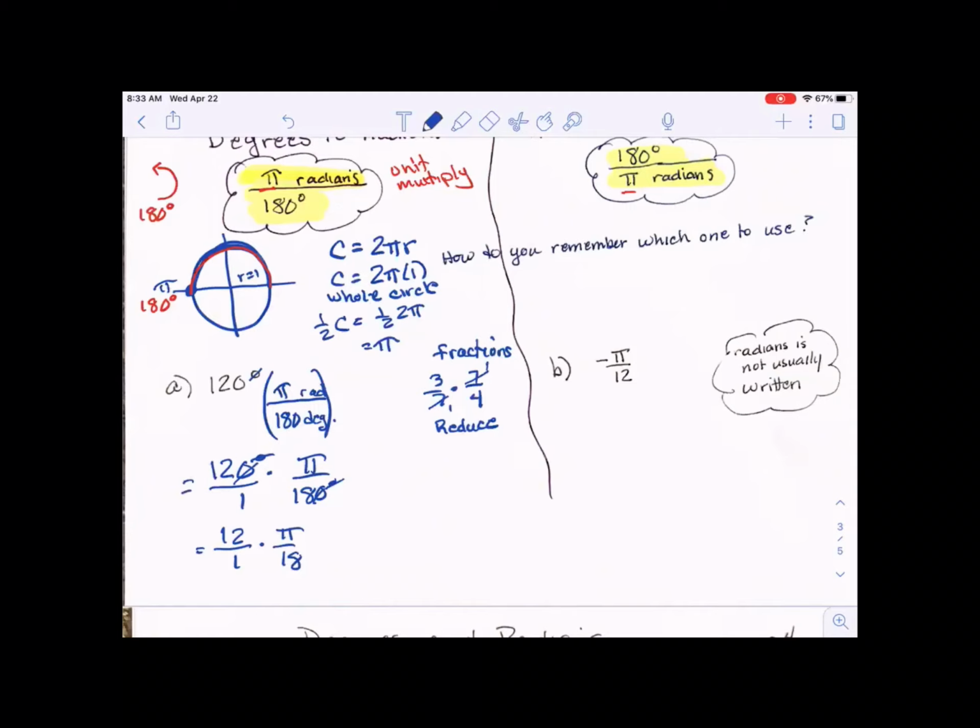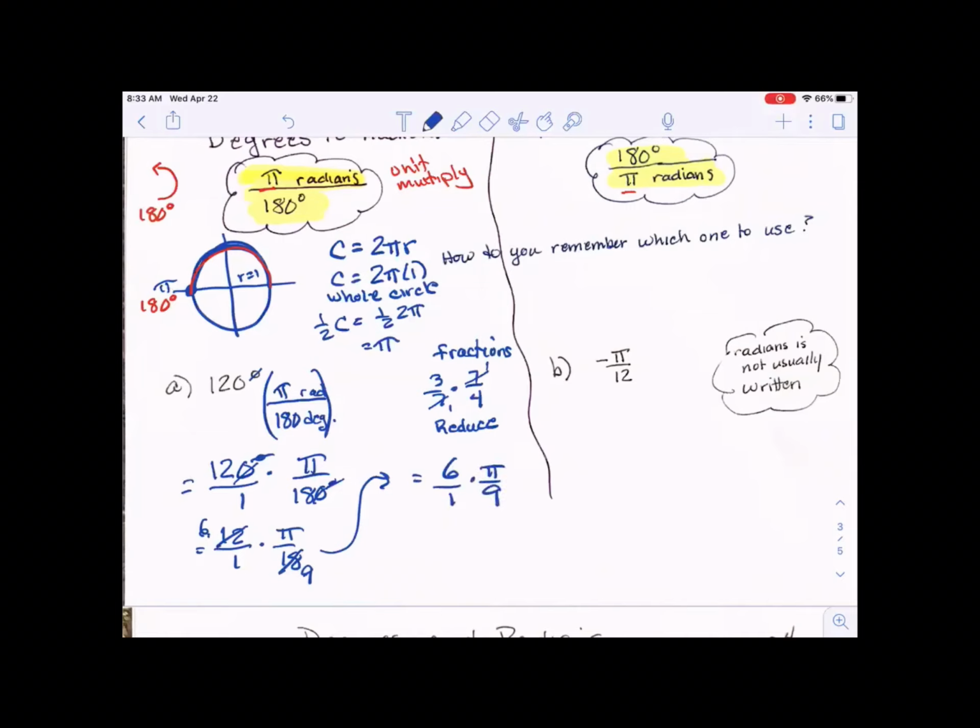So now I see a 12 and an 18. Now, you don't have to get this all done in one. If you can think of the biggest number that goes into both of those, great. But you can also do it this way. If I see an even number on the top right here, this 12 is even, this 18 is even, I'm going to divide those by 2. I'm going to get a 6 and a 9. That's getting messy, so I'm going to rewrite it. 6 over 1 times pi over 9.